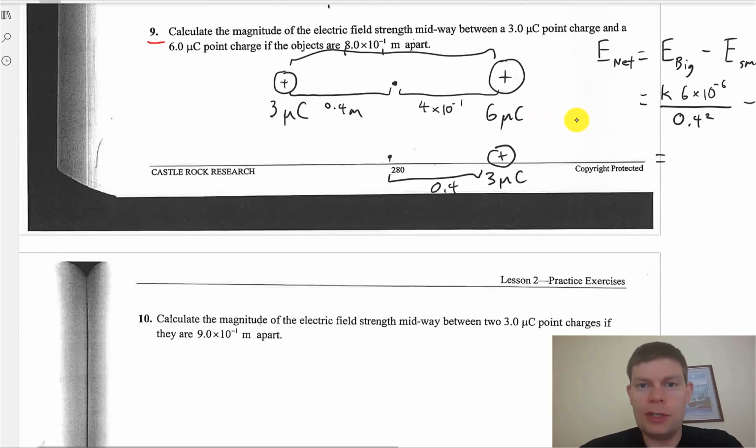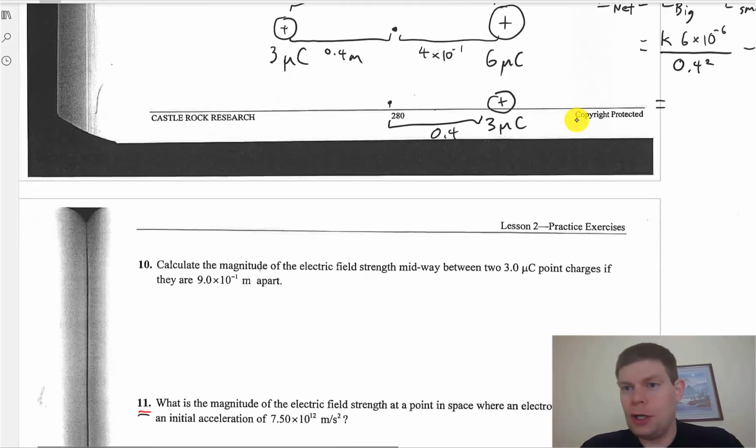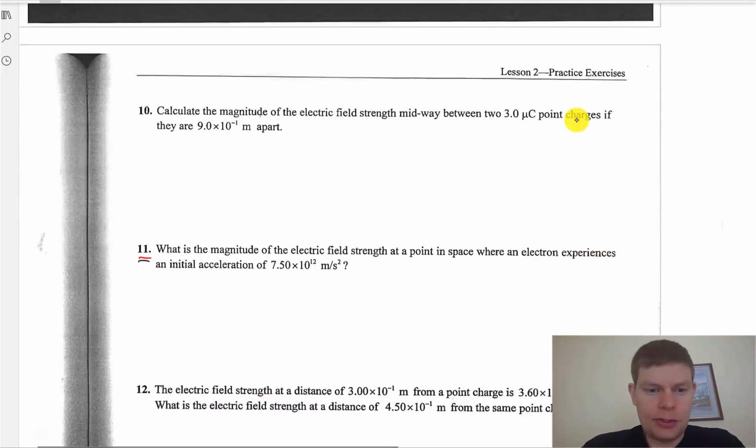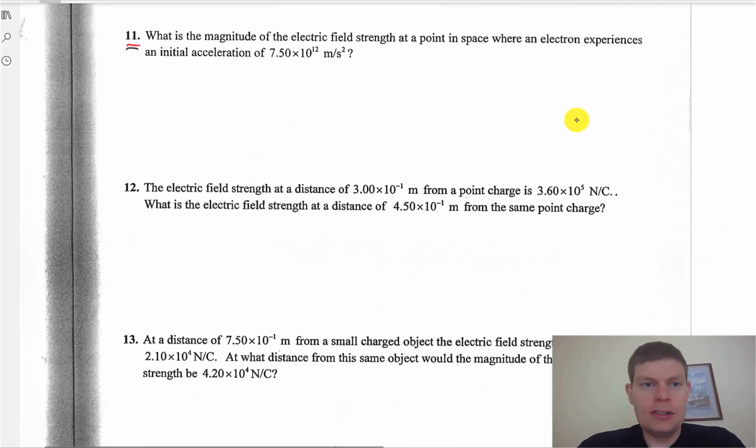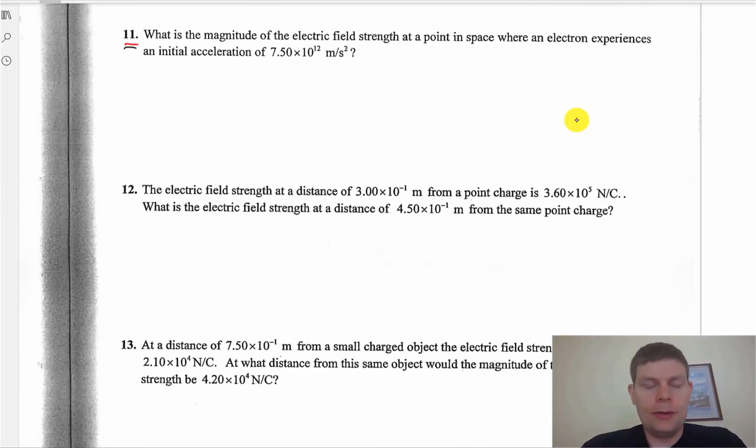Don't be afraid to do a big minus small with this, and sometimes you have to build a triangle with Pythagoras if you've got vertical and horizontal going on. All right, last one I want to do is this guy, and I'll just roughly go over it. You want to find the magnitude of the electric field strength at a point in space where an electron experiences an initial acceleration of 7.5 times 10 to the 12 meters per second squared.